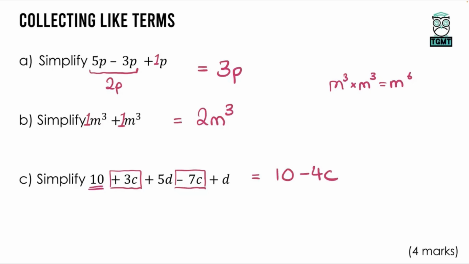For the D there, we have 5D and we have 1D. Again, writing that 1 in. Both a positive, so that's a nice one. We have 5 plus 1, which is plus 6D. And there we go, there's our final answer. 10 take away 4C and plus 6D.